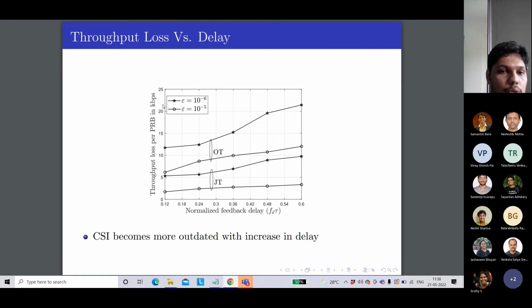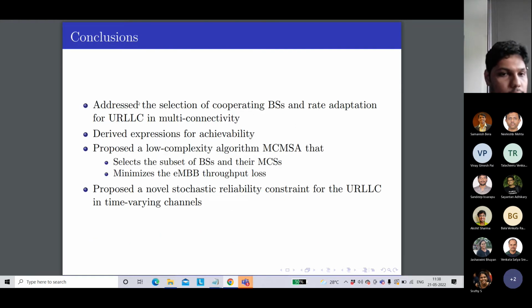So, to summarize, first we addressed the selection of cooperating base stations and rate adaptation. We did discrete rate adaptation, which is nothing but the MCS model, the modulation and coding schemes, which have discrete rates. We derived expressions for achievability, which is the probability that a feasible solution exists. We did this for both multi-connectivity methods, for both flat fading and frequency-selective fading. And we proposed a low complexity multi-connectivity MCS selection algorithm that selects the subset of base stations and their MCSs, and it also minimizes the eMBB throughput loss compared to the conventional method.